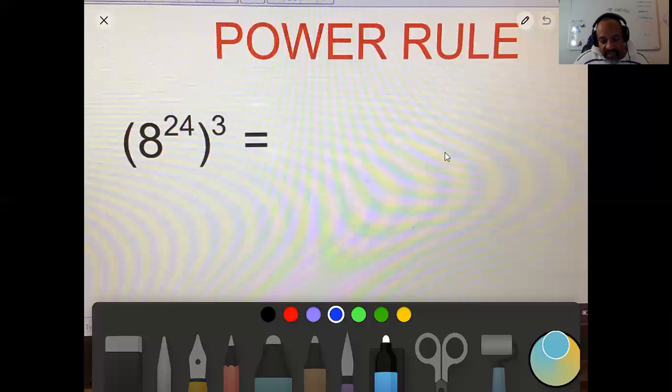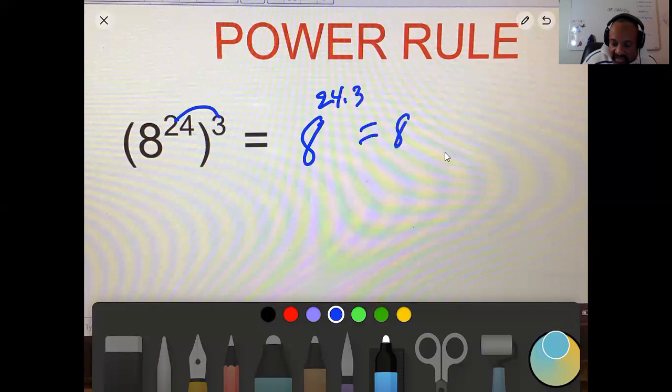Let's move it. Power rule. Now, for this, you don't want to have to write 8 24 times. You don't want to have to multiply. All you're going to do is multiply the two exponents. So it's going to be 8 to the 24th power times 3, which is... 25 times 3 is 75. Take 3 away, that's going to be 72. So this is going to be 8 to the 72nd power.